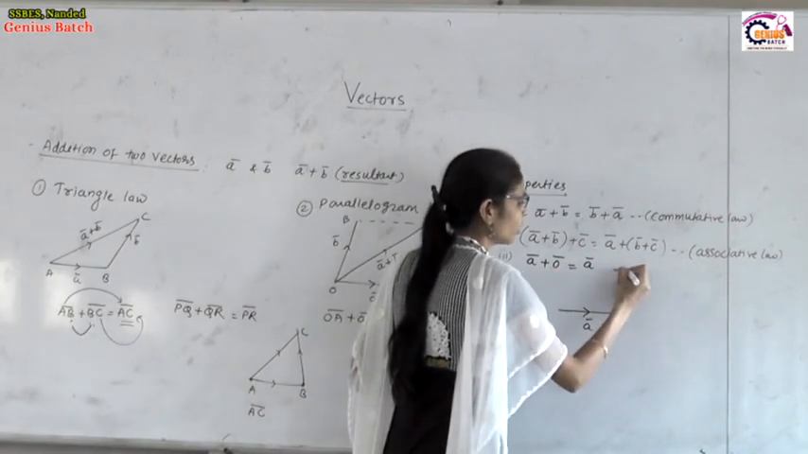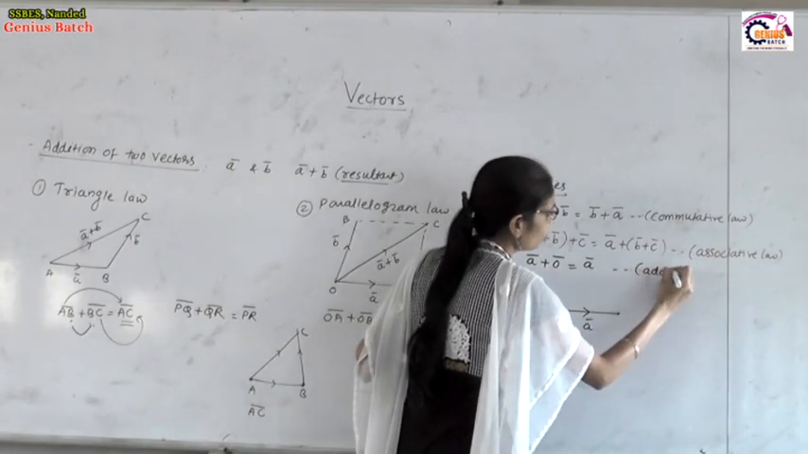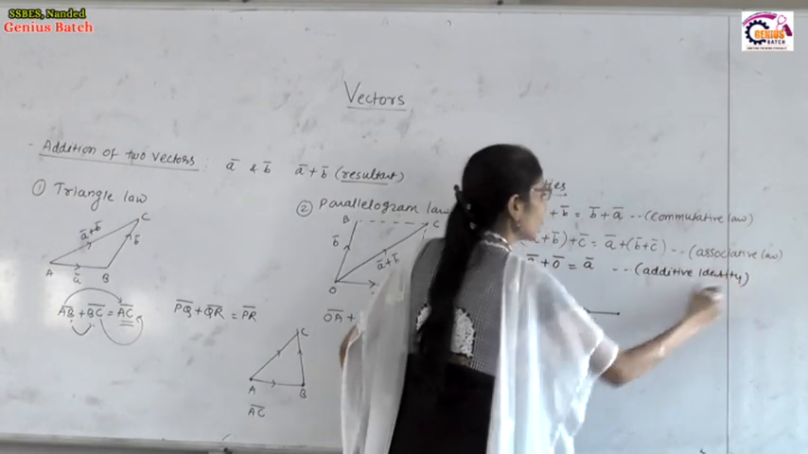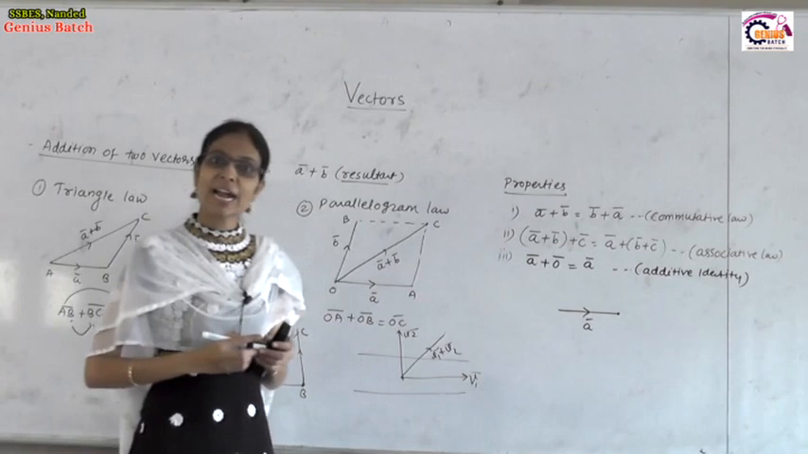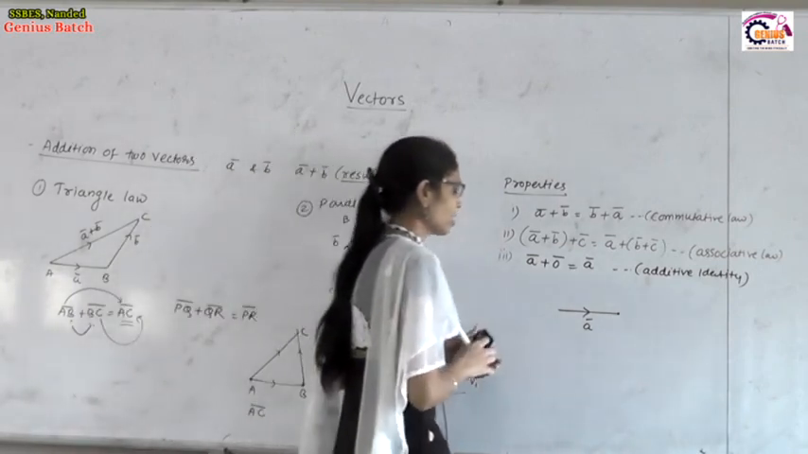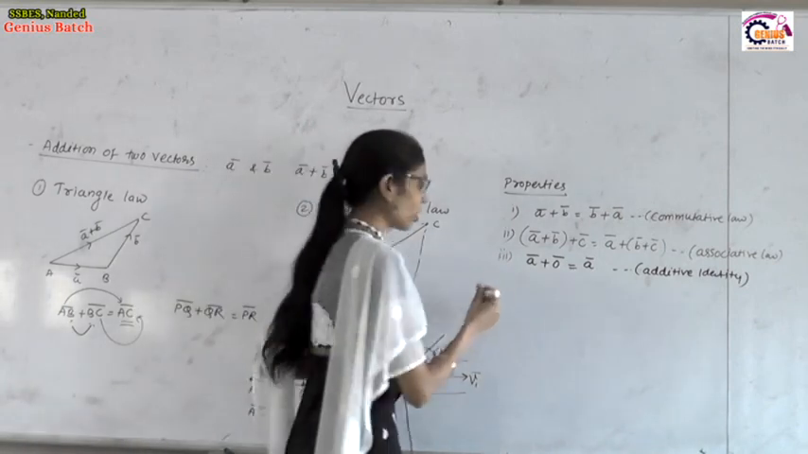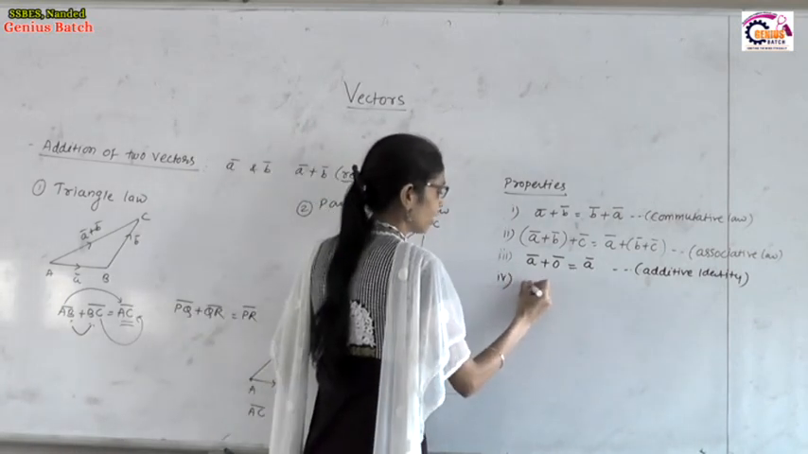So actually 0 vector is said to be the additive identity. So in case of vectors, 0 vector is the additive identity. This is the third property. In the next property, we'll see what happens if a negative vector is added to a vector.